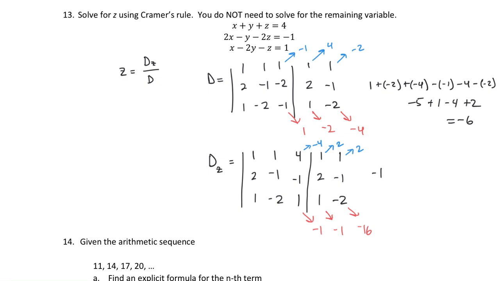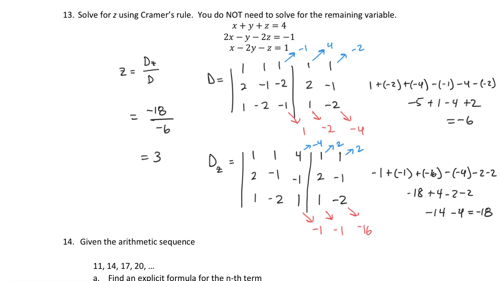So the numbers in red add, the ones in blue subtract. It's -18 plus 4 minus 2 minus 2, so -14 minus 4 is -18. So D sub Z was -18. D is -6. So Z is equal to 3. And it did not ask for the remaining variables, just Z.